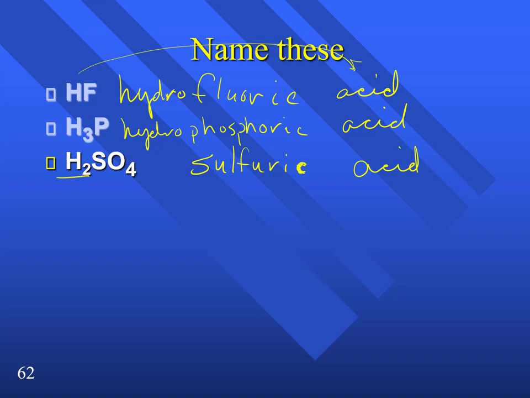S-U-L-F-U-R-I-C, sulfuric. Okay. And that's battery acid. That's why Johnny's no more. In your car battery, that's the acid in it. Okay. That's sulfuric acid, so this one should be pretty easy. Okay, it's acid.